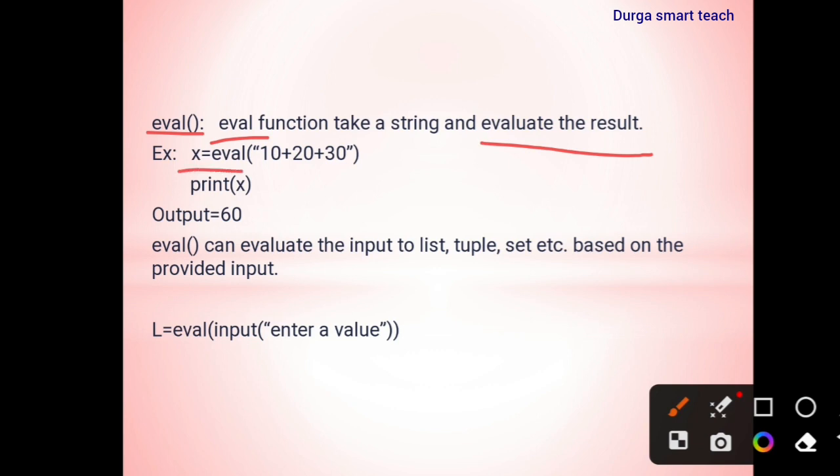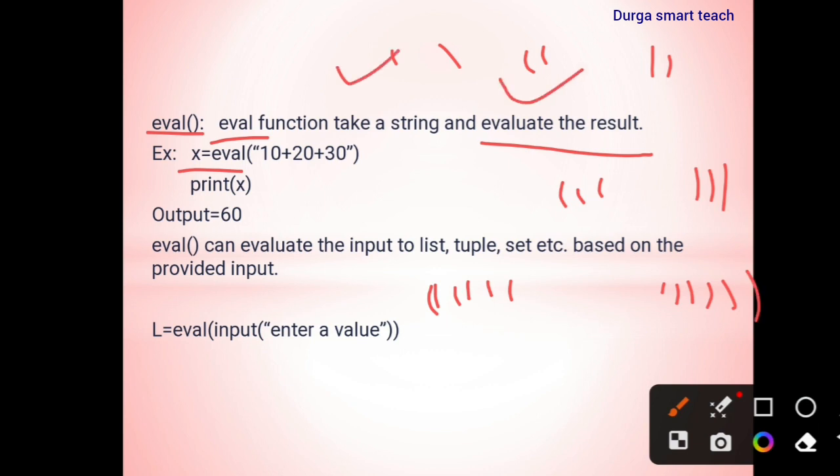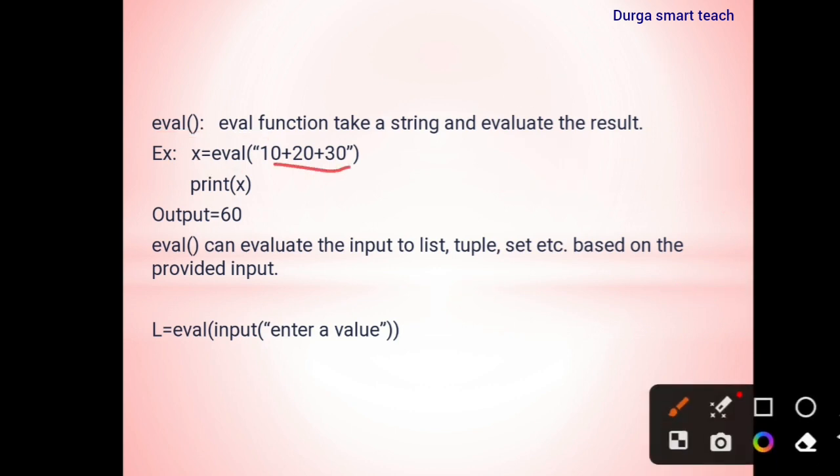Strings are represented either in single quotations, double quotations, triple single quotations, or triple double quotations. Normally single and double quotations are used for single-line strings. When the string contains multiple lines, you need to use triple double or triple single quotations. Here, for a string you represent it in double quotations, for example "10+20+30". Normally whatever is in double or single quotations is treated as a string and displayed as it is on the screen.